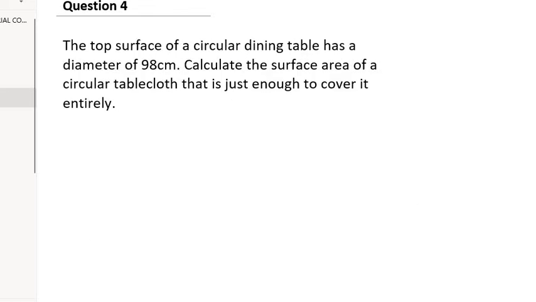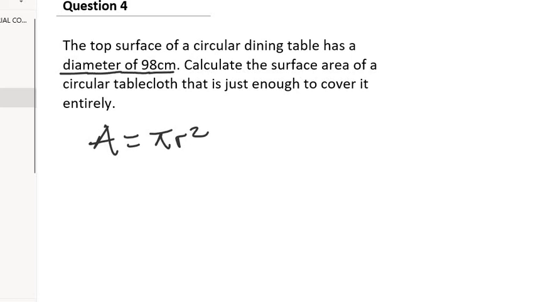Question 4. The top surface of a circular dining table has a diameter of 98 centimeters. Calculate the surface area of a circular tablecloth that is just enough to cover it entirely. Area of a circle is pi radius squared. Radius was not given, but diameter was given.